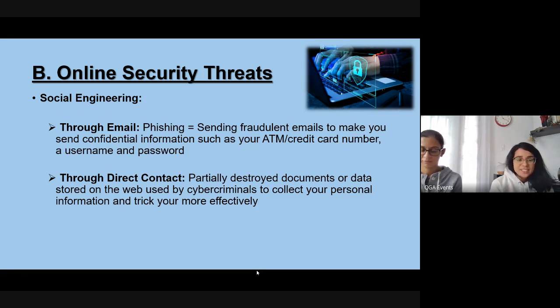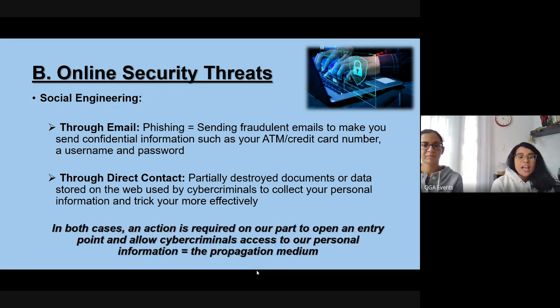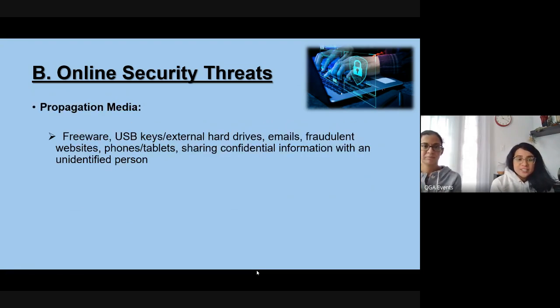In both these instances, an action is required on our part to open an entry point and allow cyber criminals access to our personal information. This is known as the propagation medium. So what are the common propagation media that have been assessed? Personal data and info can be obtained by attackers through freeware, USB keys, external hard drives, emails, fraudulent websites, phones, tablets, and sharing info with an unidentified person. But we are most targeted through emails.